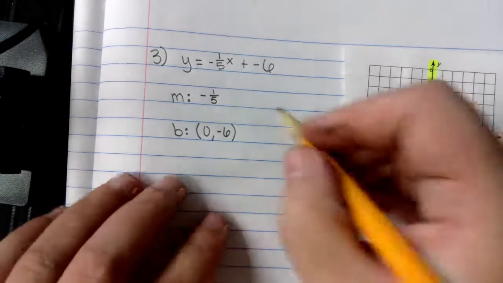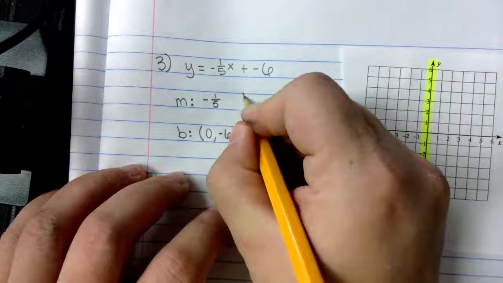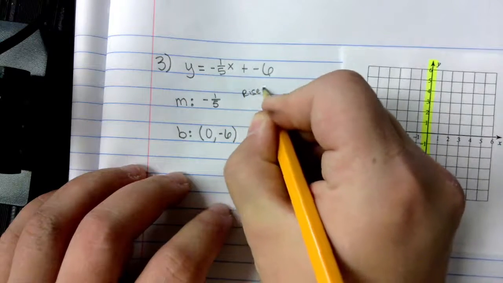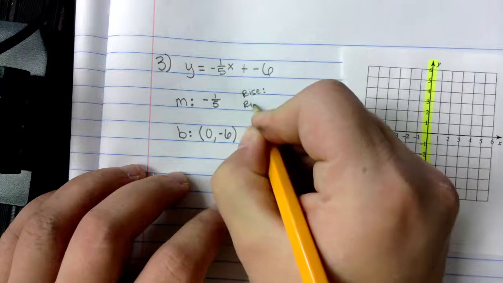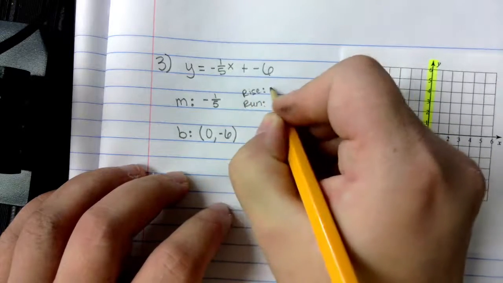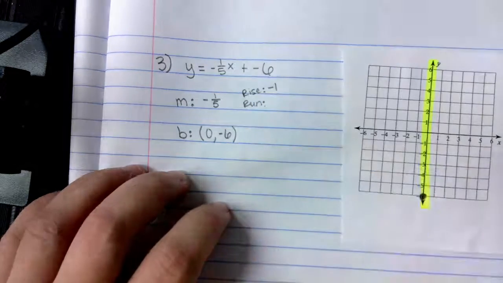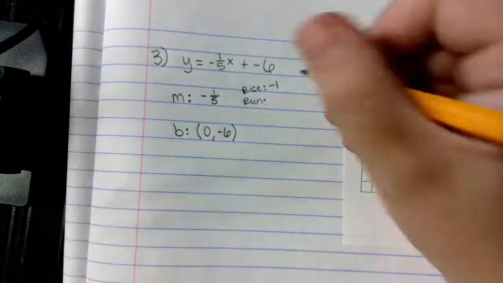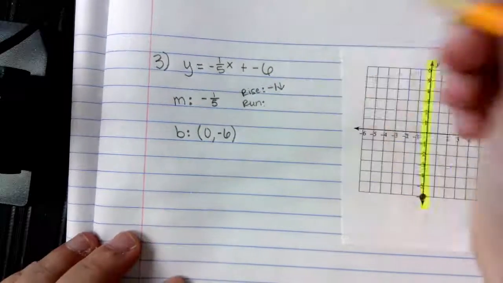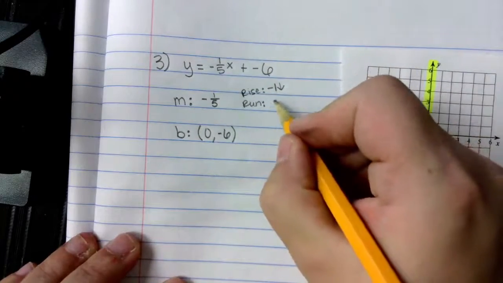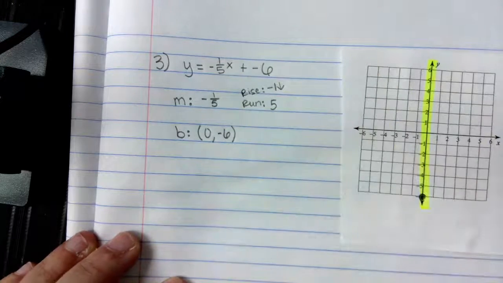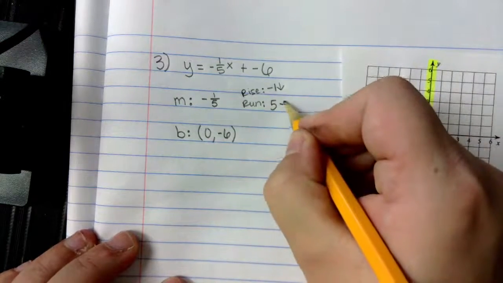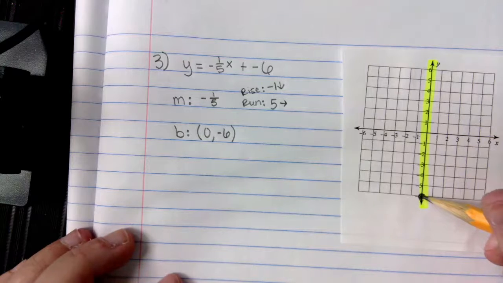All right, now for our slope. What is our rise going to be? Up negative 1 over 5. Okay, so rise is negative 1. If we do a negative 1, is that telling us to go up or down? Down 1. And then 5 would be to the right or to the left? To the right. So from this point, we're going to go down 1.